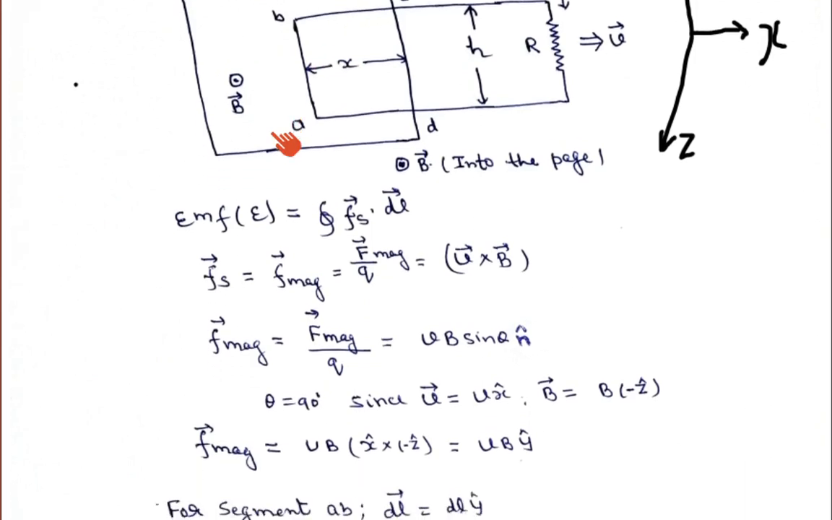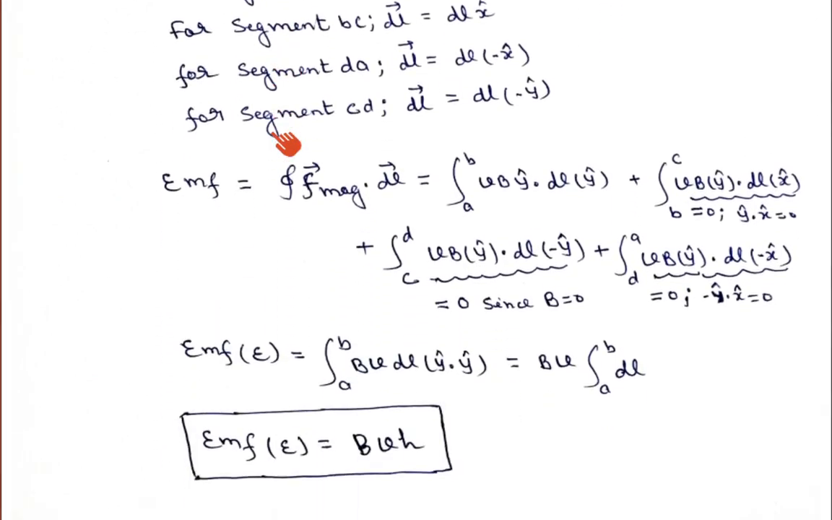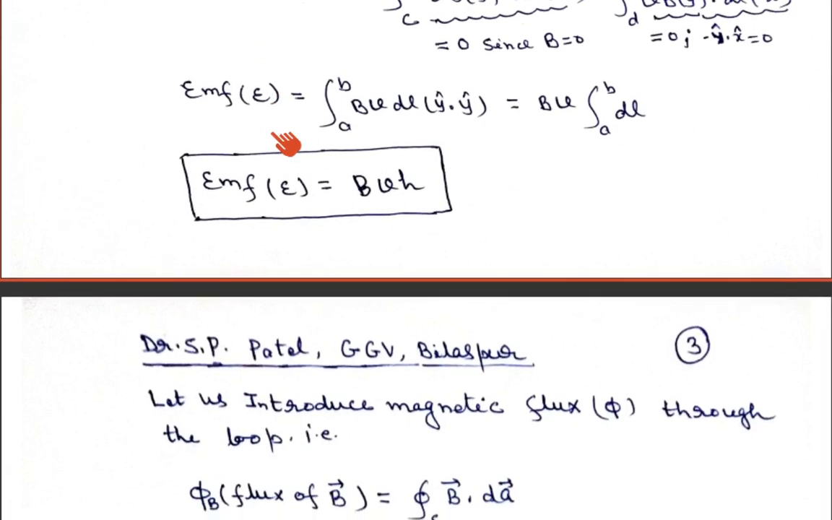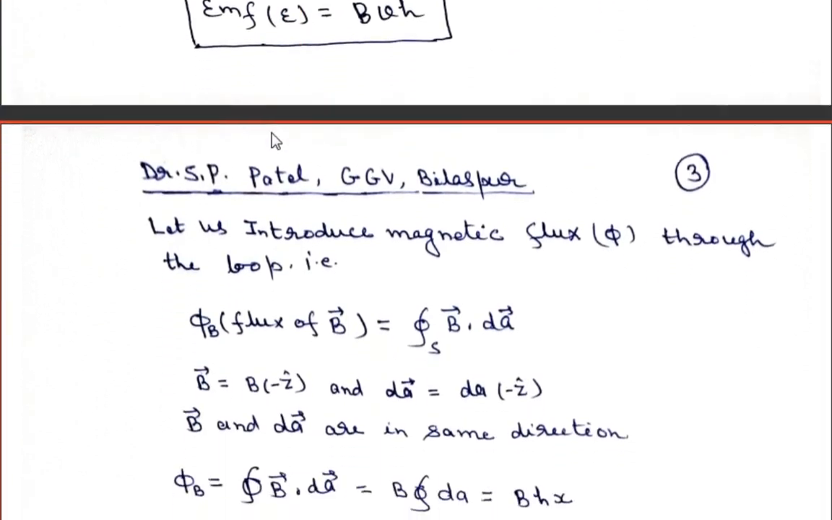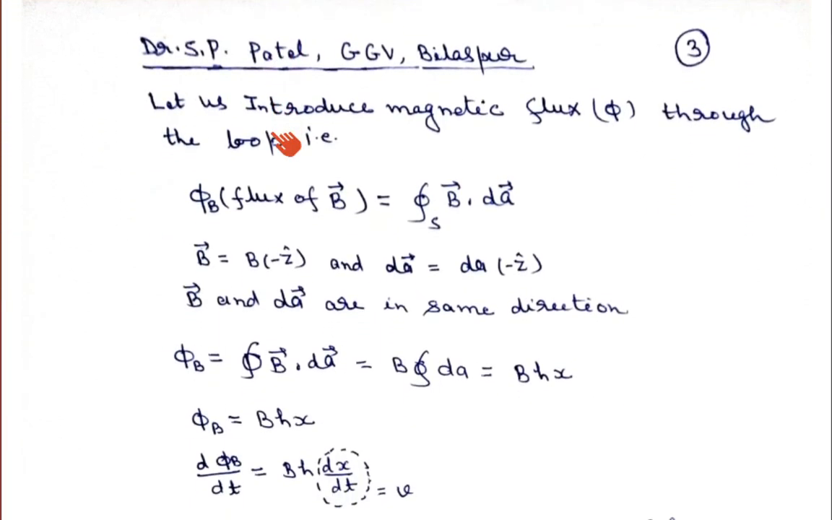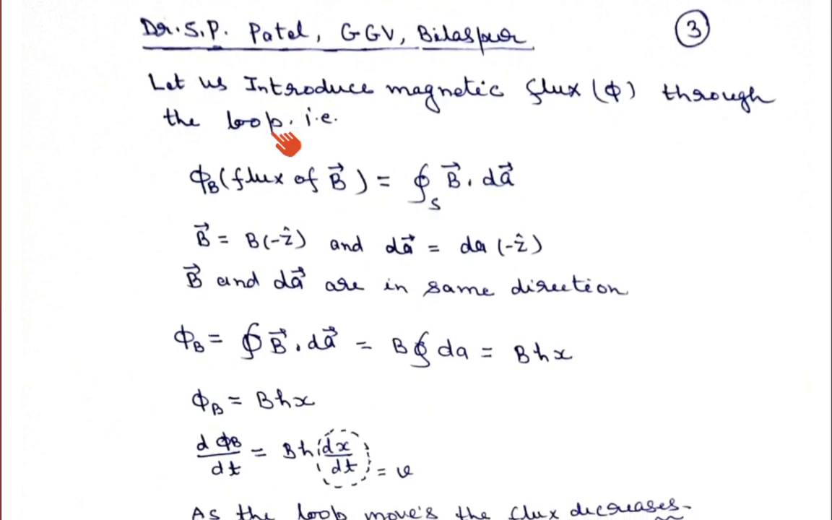So we can introduce a new quantity, a new concept, that is magnetic flux through a loop. This is denoted as phi B, that is flux of B. We know flux of B is defined as the surface integral of B dot dA, where B is the magnetic field vector and dA is the area vector.